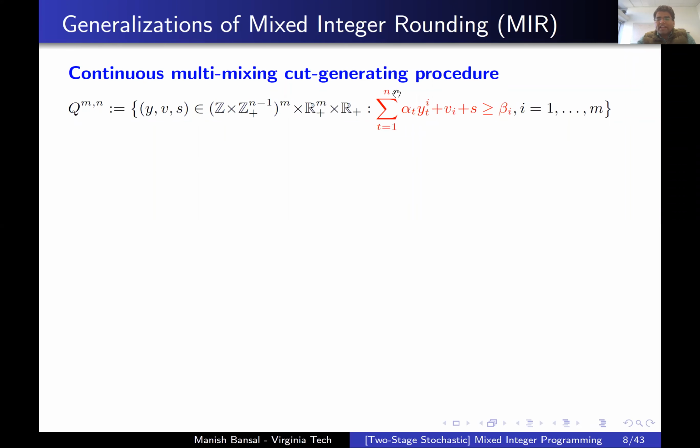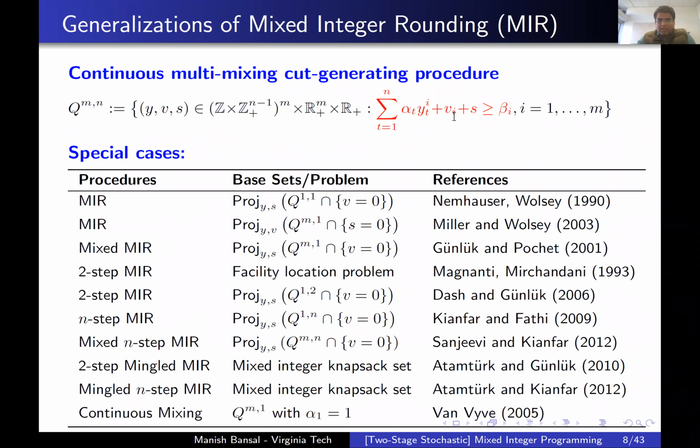So essentially here, if I set n equal to 1, m equal to 1, and vi equal to 0, I will get the simple mixed integer set that I introduced in the previous slides. So over the past 30 years, a lot has been done in considering various special cases of this set QMN. And today, I will discuss how to generate the facets for this set QMN, which I will be calling the continuous multi-mixing set. And the procedure to generate cuts will be referred to as the continuous multi-mixing cut generating procedure.